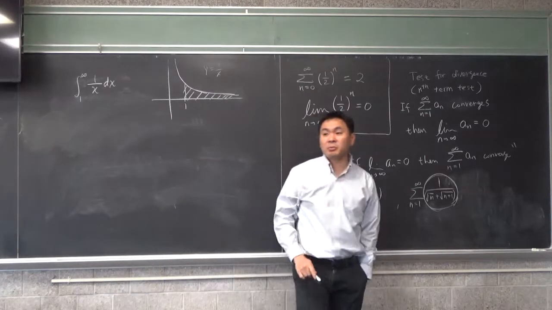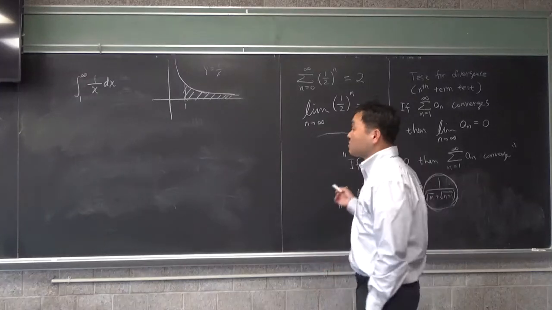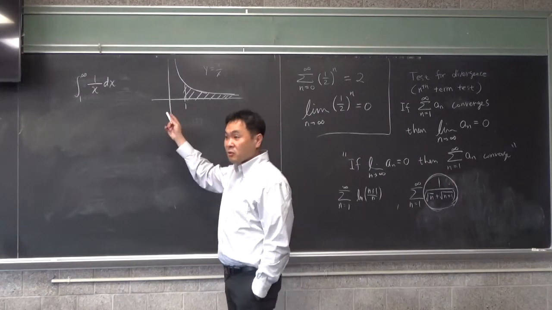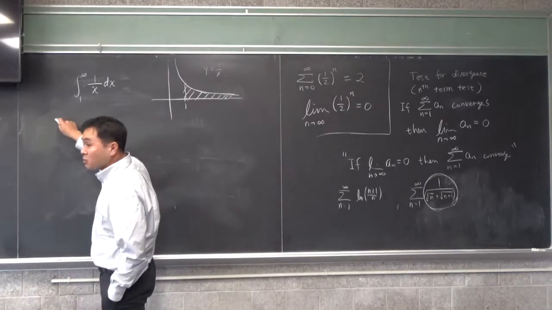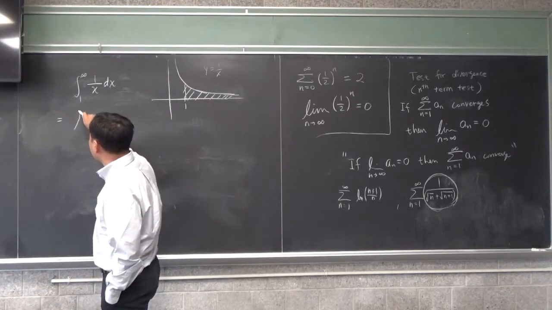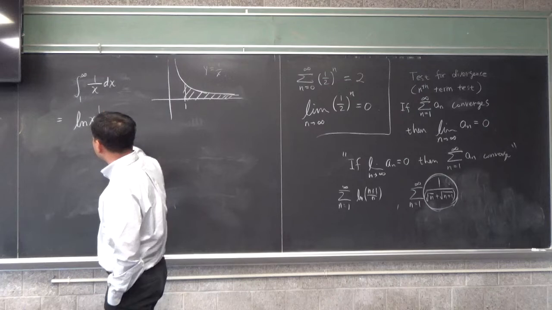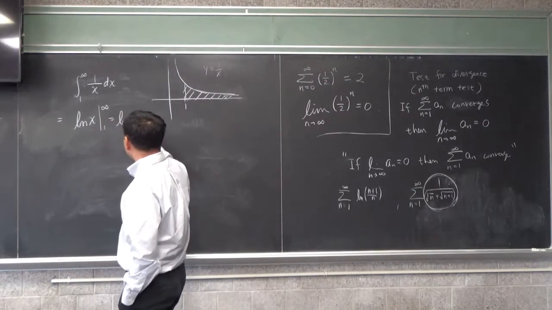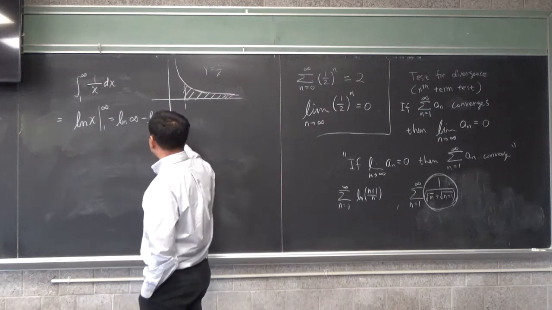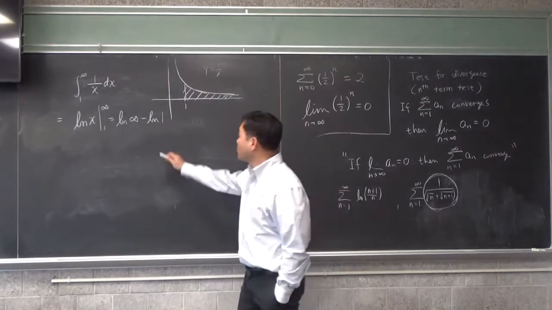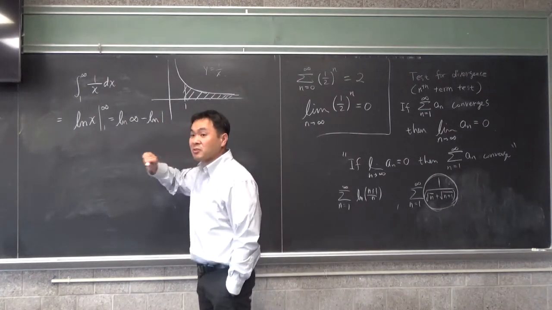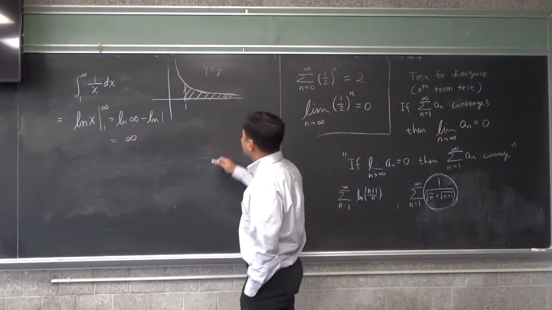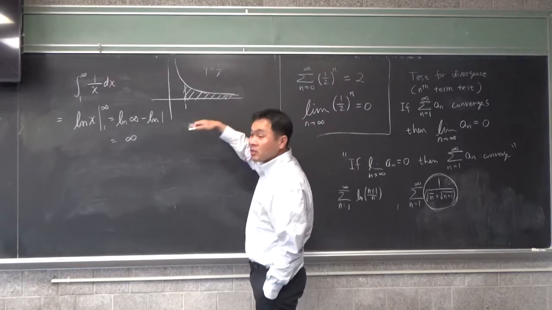Now we know from improper integrals that sometimes this integral gives you a finite value, but not in this case. If we actually do the integral, what's the integral of 1 over x? ln of x. We plug in infinity and 1. We get ln of infinity minus ln of 1. What's ln of 1? 0. So that's gone, and you just have ln of infinity, which is infinity. So this area under the curve is infinity.